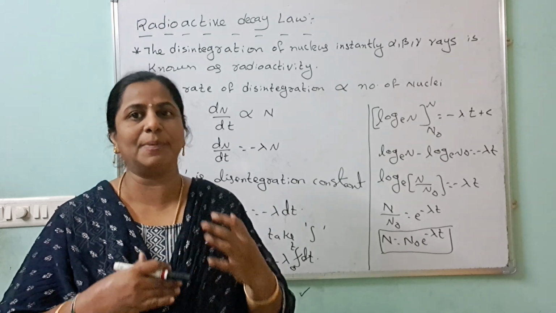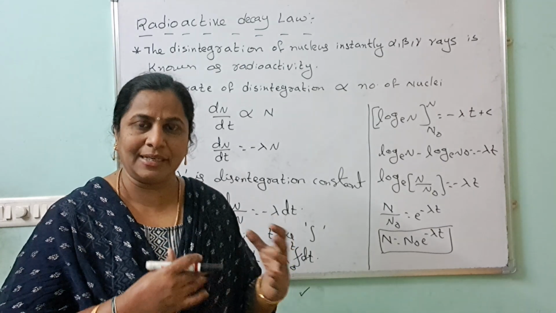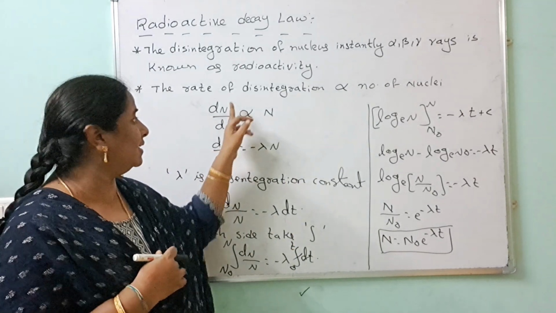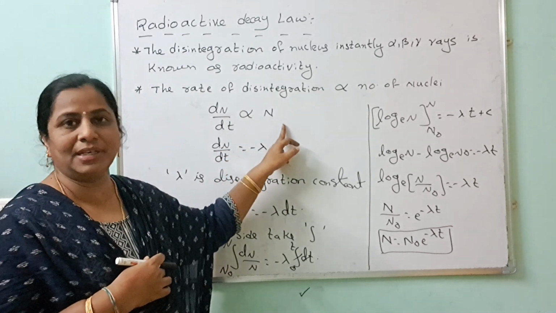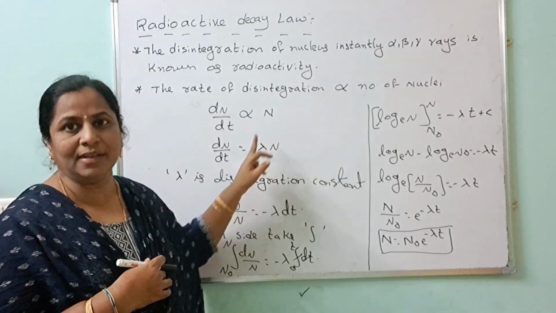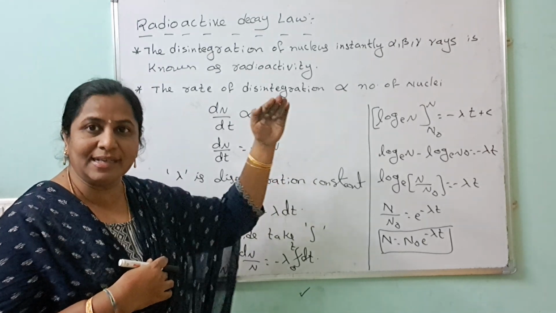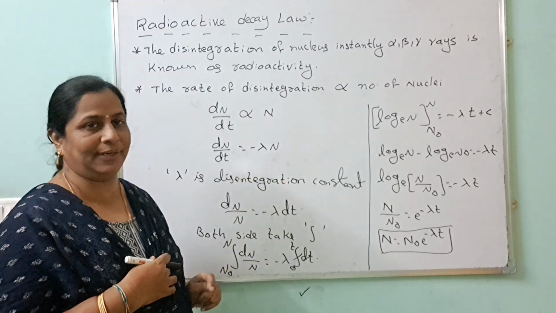Means with respect to time, how to calculate the number of nuclei participating in the disintegration process. That is, the rate of disintegration dN by dt is directly proportional to the original number of nuclei. Then when you remove the proportionality, you get one constant, but here the number of nuclei is decreasing, that's why we are taking minus lambda into N.